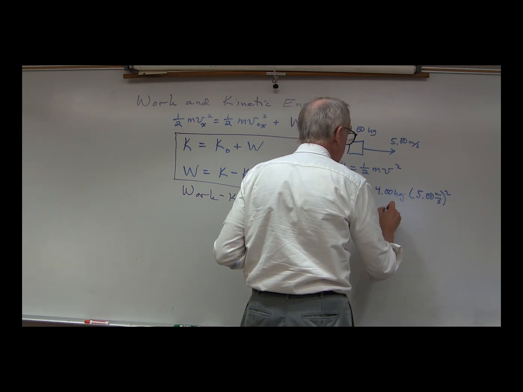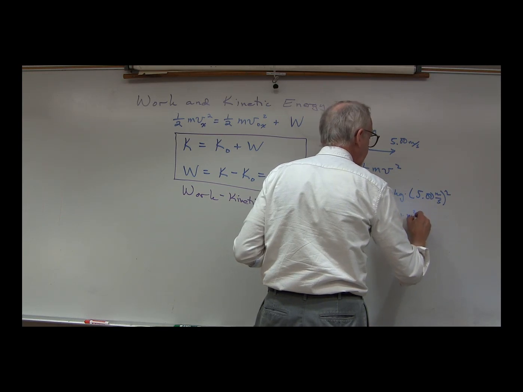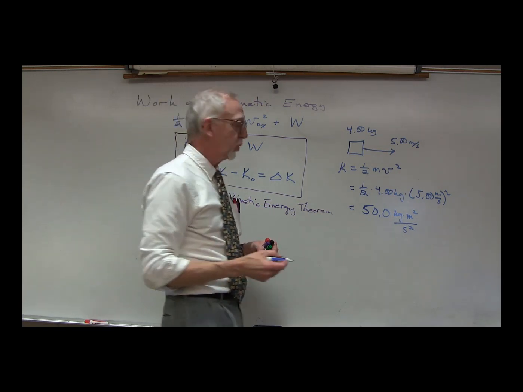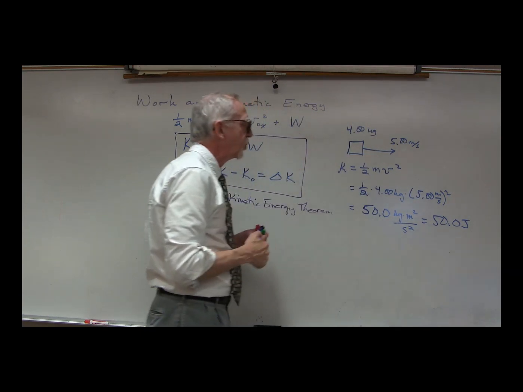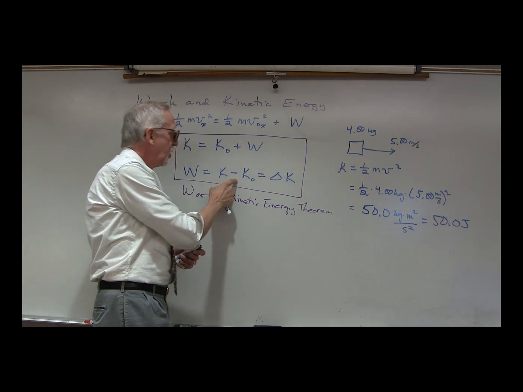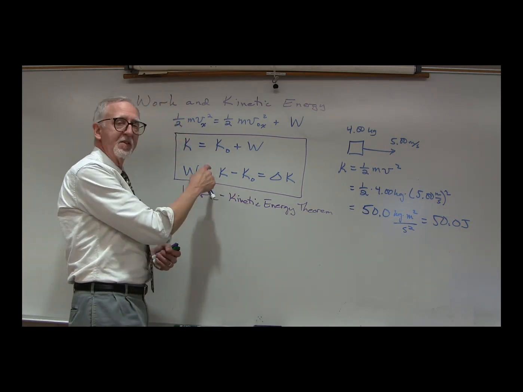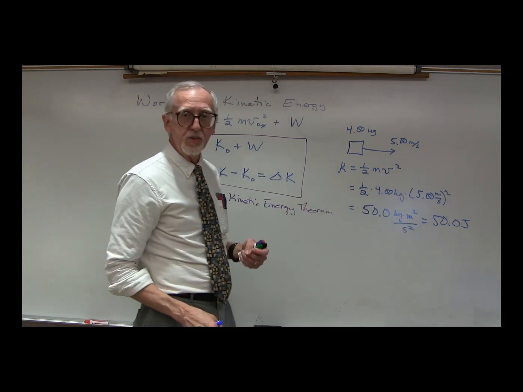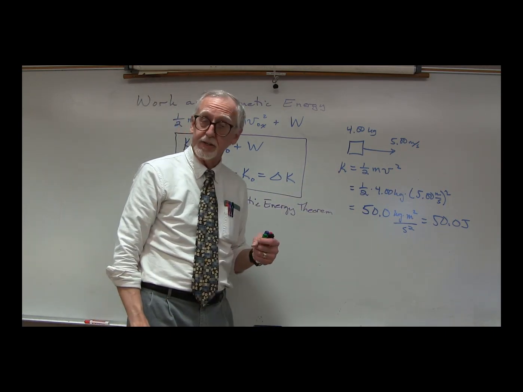So 50 kilogram meters squared per second squared. And what's a kilogram meter squared per second squared? It's a joule. So that is 50.0 joules, which is what we would expect, because if we've got an equation where the work is equal to a kinetic energy, we know these must be expressible in the same units. So if we stick in the standard SI units for mass and velocity, we should come out with a standard SI unit for kinetic energy or work, which we have said is joules.